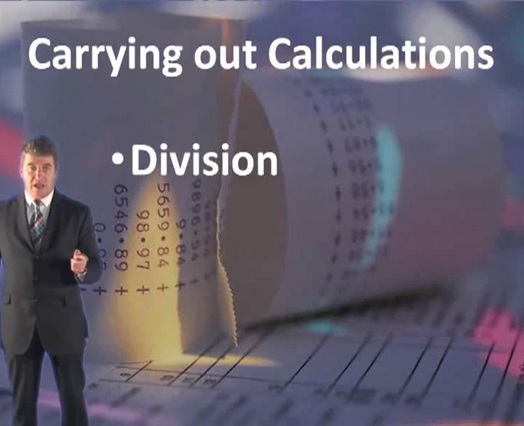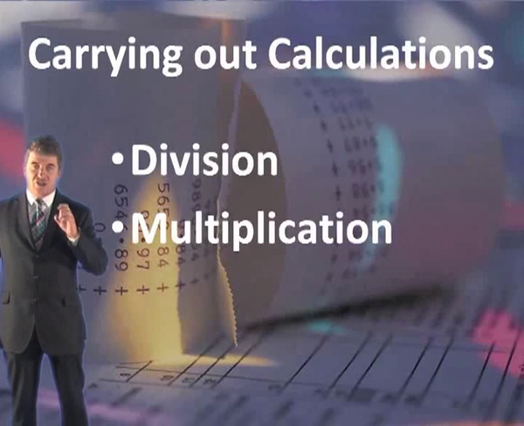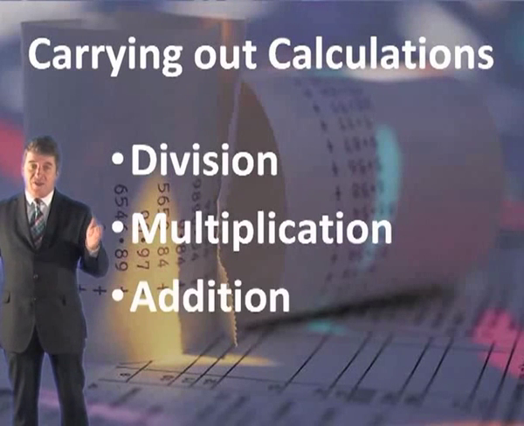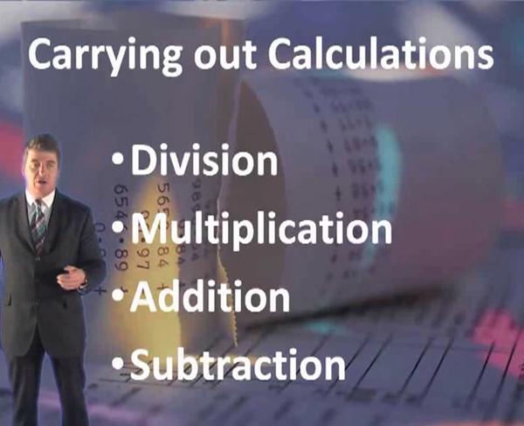D is division and M is multiplication. You always carry these out first. Carry out multiplication and division first. Then you carry out addition and subtraction. So finally, any addition and subtraction. Now if you get it the wrong way around, you're going to get a totally wrong answer.